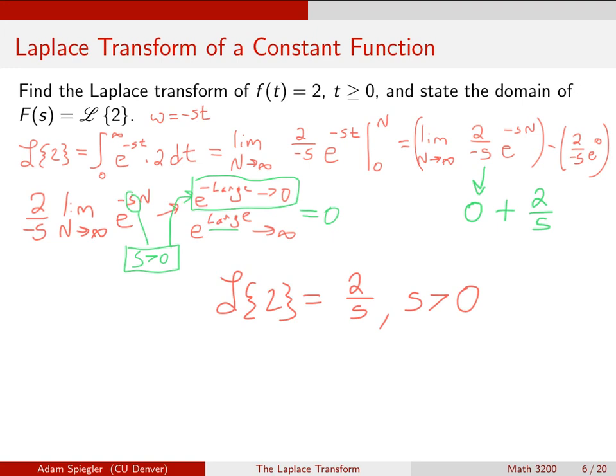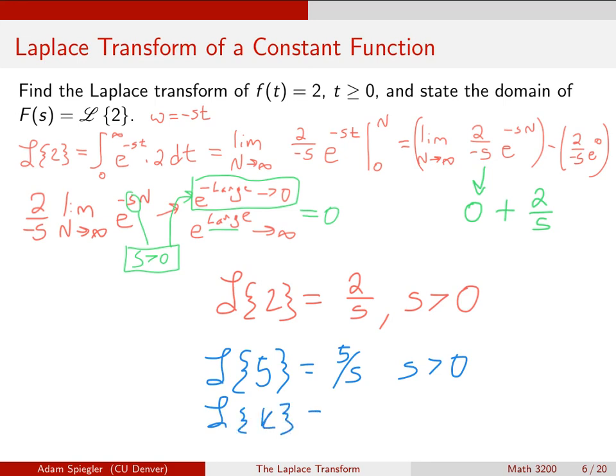And we can generalize this really. If I had the Laplace transform of 5, really the only thing that would change would be the 5 that got pulled out. So in general, if we're taking the Laplace transform of some constant k, it's just going to be k over s, as long as s is bigger than 0.